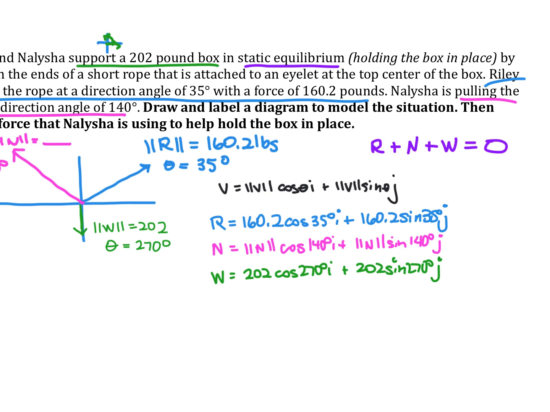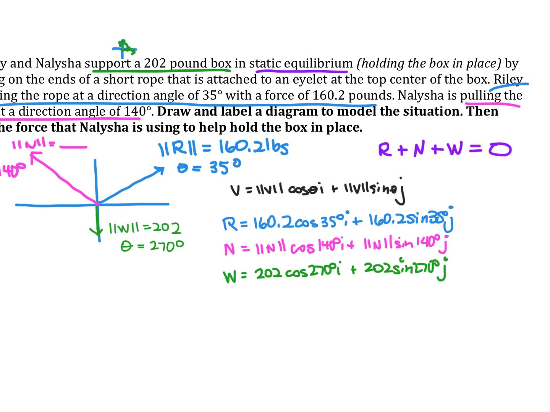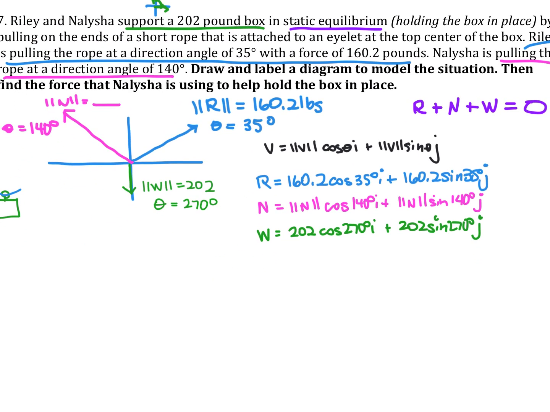So I mentioned earlier that all the vectors, R plus N plus W, are going to equal 0 because they're holding the box in place. What we're going to do is solve for N. Now, it really doesn't matter if you solve for just the horizontal component or the vertical, it should be the same. So looking at the magnitude here, that should be the same, right? When we plugged in our magnitude for Riley, 160.2, it is the same. Same thing with the 202. So it really doesn't matter which one you solve for. So I'll go ahead and solve for the horizontal.